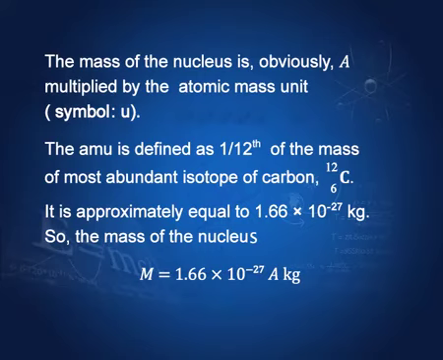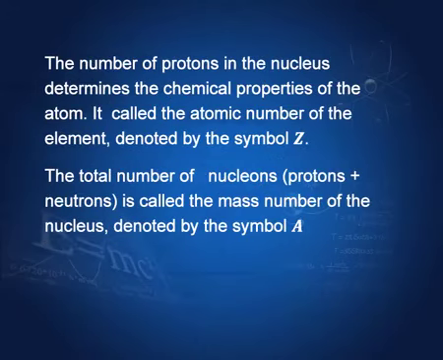So, this is the volume, and the mass of the nucleus is approximately equal to 1.66. The number of protons in the nucleus determines the chemical properties of the atom. It is called the atomic number of the elements, denoted by the symbol Z.